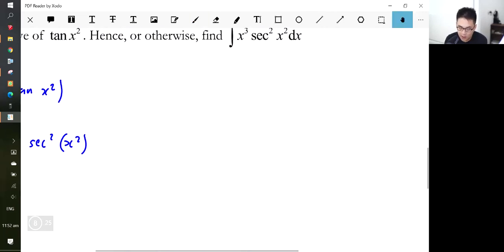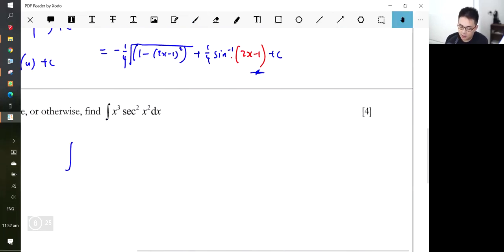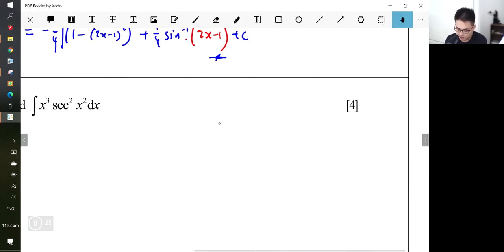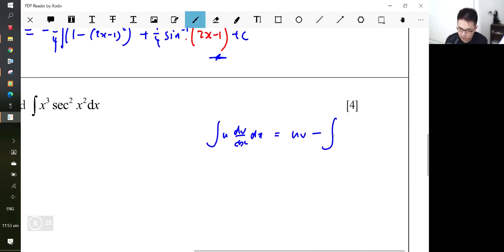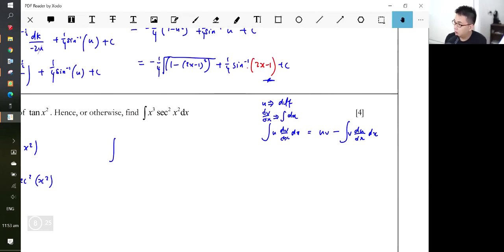Okay. Now what, LIATE? Okay, LIATE. Let's do integration by parts very quickly. LIATE means by parts. By parts means when you choose your u, you differentiate it. When you choose a dv dx, you integrate it. Understand? It has always been the case. So you choose the u, you differentiate it. Choose the dv dx, you integrate it.